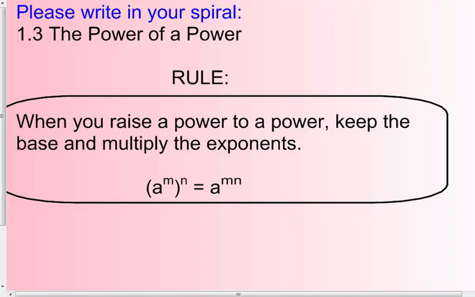So please write in your spiral the power of a power rule. When you raise a power to a power, keep the base and multiply the exponents. So now I have a power and another power that doesn't have a separate base on it. So it's not like a to the m times a to the n, what we did yesterday. There's not a second a here. It's a to the m raised to the n. So that's what makes it look different. It's a power to a power, or a power of a power. So we keep the base and multiply the exponents. So write that rule in your spiral.